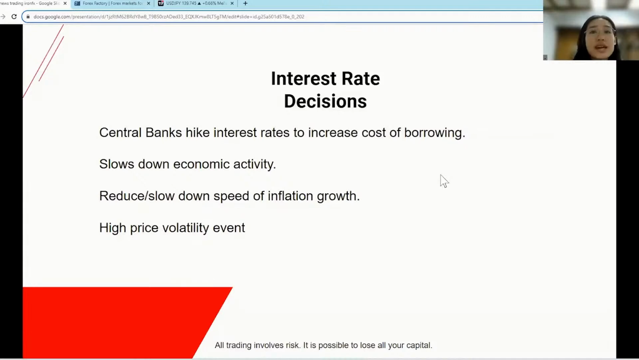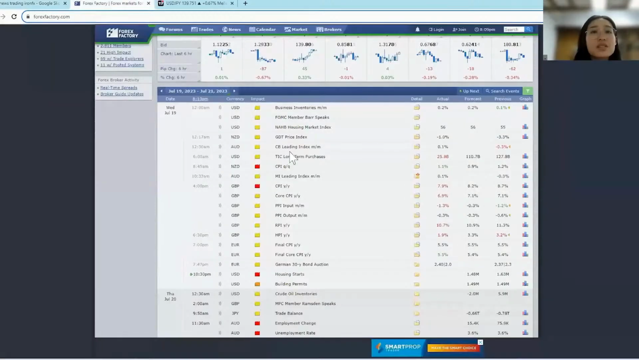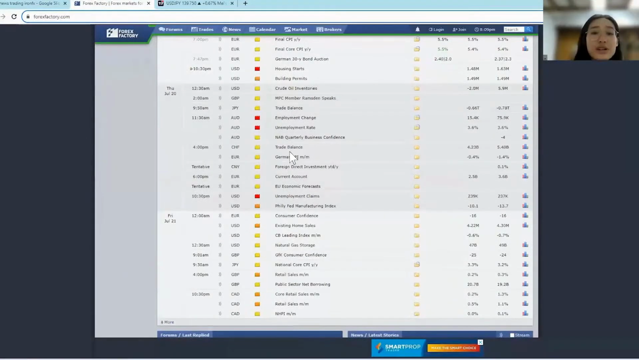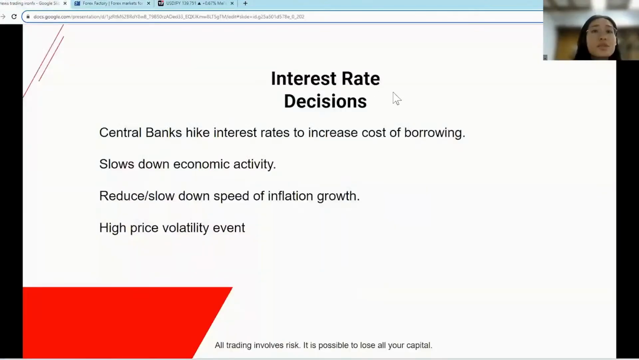So what exactly do interest rate decisions mean? Central banks hike interest rates to increase the cost of borrowing. This slows down economic activity. It also reduces and slows down the speed of inflation growth. This is also a high price volatility event. So every time that we see there is an interest rate hike or interest rate decision coming out, you can anticipate a high price volatility event is about to occur.